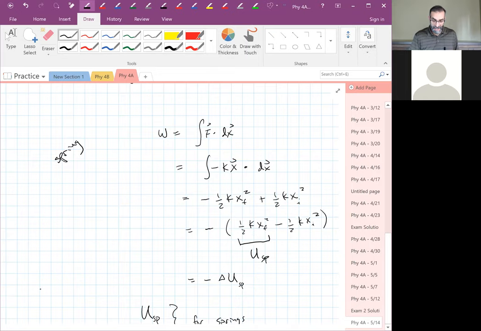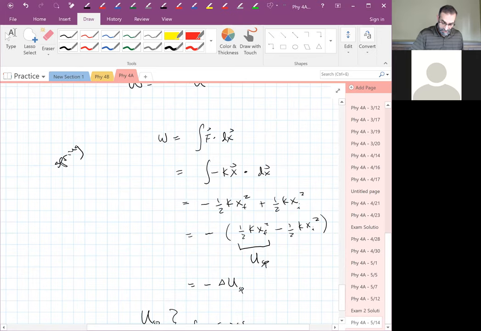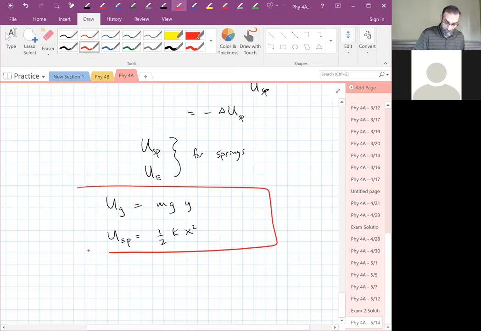Okay, so we have gravitational potential energy, and we have spring potential energy. Did I put a big box around this somewhere? I should do that here. Okay, those are our potential energies.